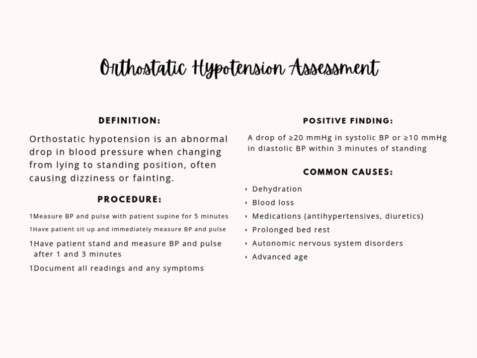A drop of more than 20 millimeters of mercury in the systolic blood pressure, or more than 10 in the diastolic within 3 minutes, would be a positive finding for orthostatic hypotension. Common causes are dehydration, blood loss, medications, prolonged bed rest, advanced age. This is really common in the elderly.